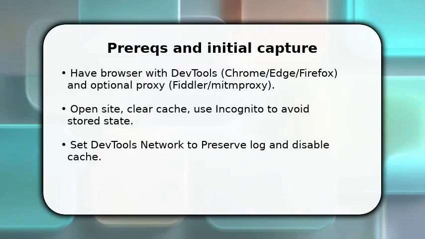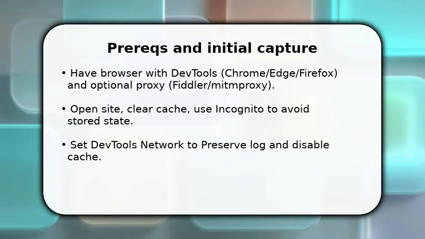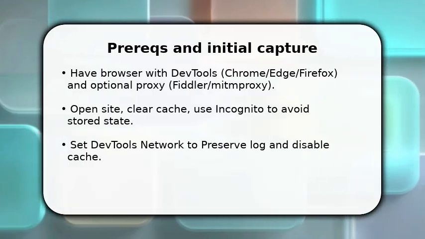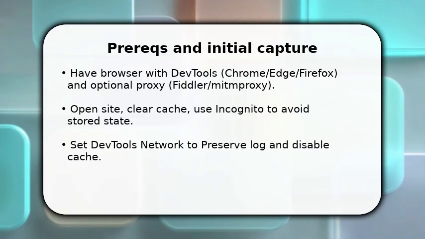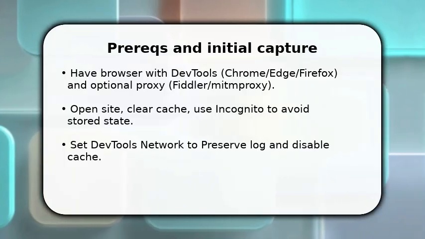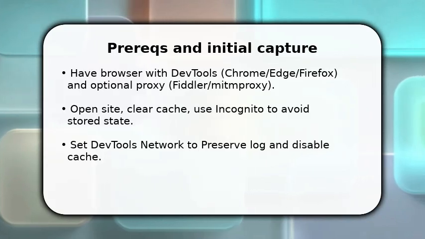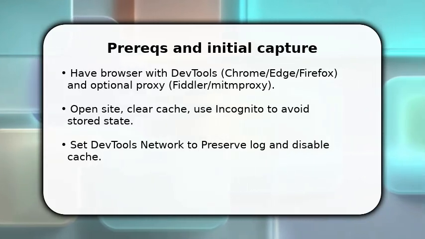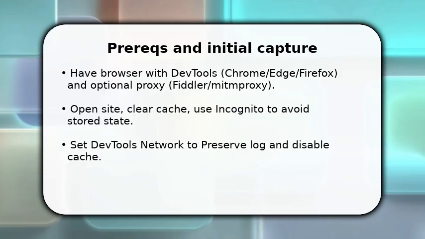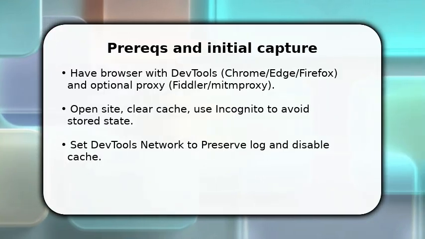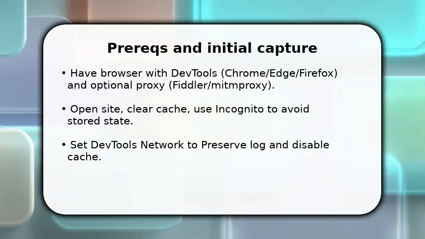You start with two essentials: a modern browser and access to dev tools or a proxy. Open the target page in incognito, then open the Network tab and enable Preserve Log. Disable cache to force fresh requests. Click the action that should call the API while watching network entries populate. Filter by XHR or fetch to reduce noise.